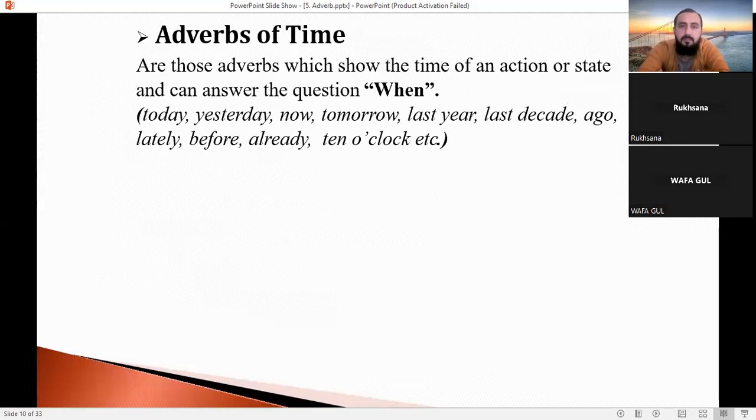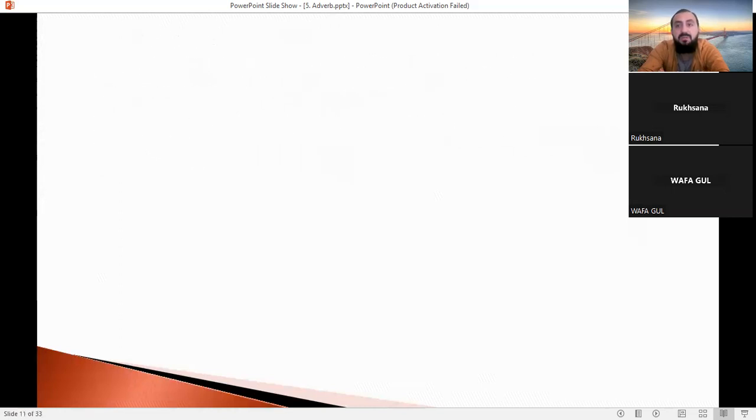Adverbs of time are those adverbs which show the time of an action or state and can answer the question when, like today, yesterday, now, tomorrow, last year, last decade, ago, lately, before, already, 10 o'clock, in the morning, in the afternoon, 2 days ago, 10 days ago, last month, last week, next year, next month. These are all adverbs of time: now, lately, just, already, recently. They answer the question when.